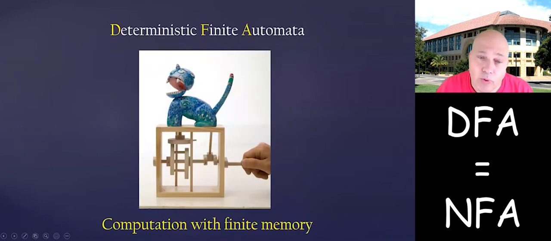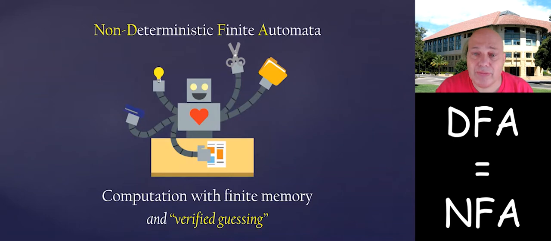So on one hand, we have DFAs. These are computations with finite memory. And on the other hand, we have computations with finite memory that have verified guessing. So non-determinism, the way we want to view it, and it will be even more useful when we talk about NP later on, is we want to think about non-determinism as being able to guess and then verify the guesses.